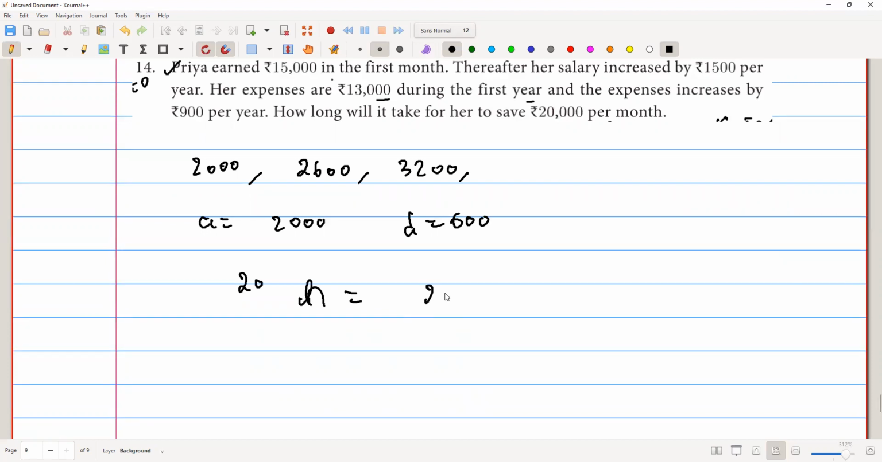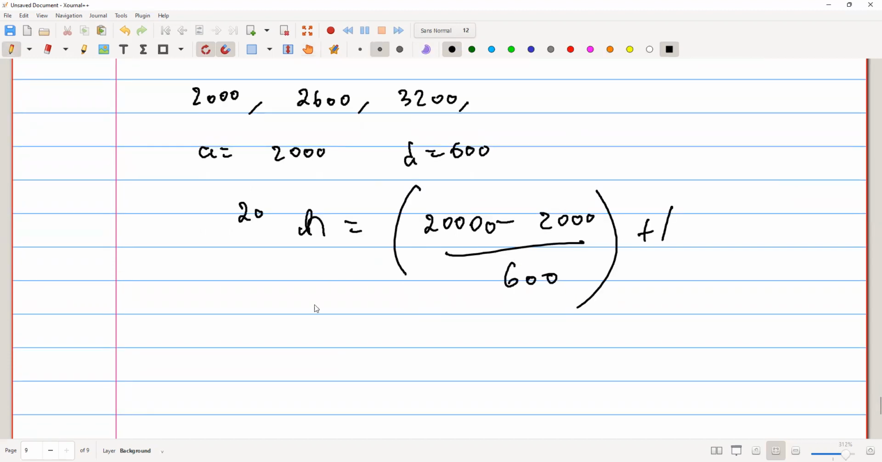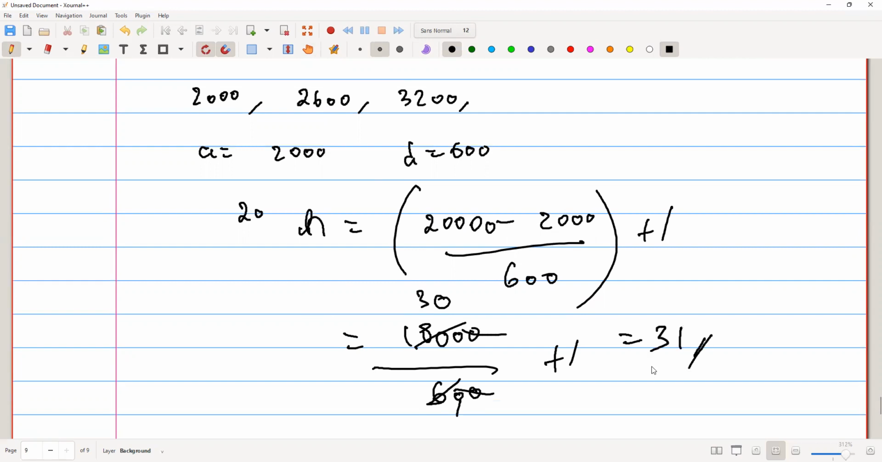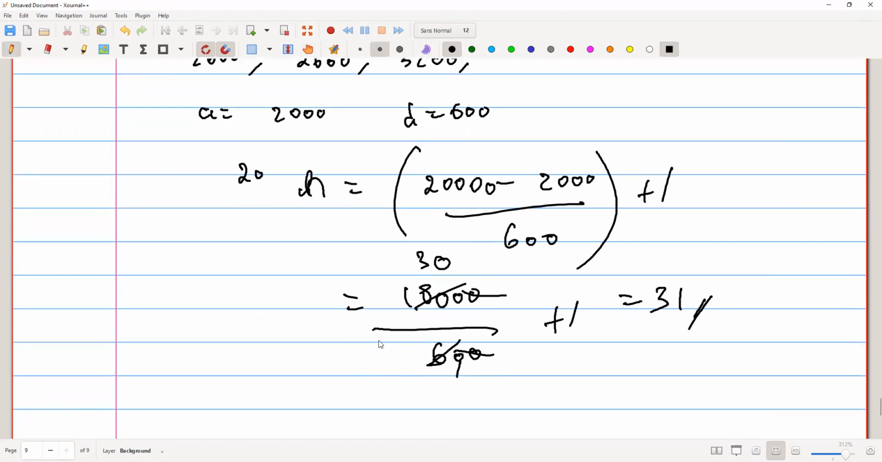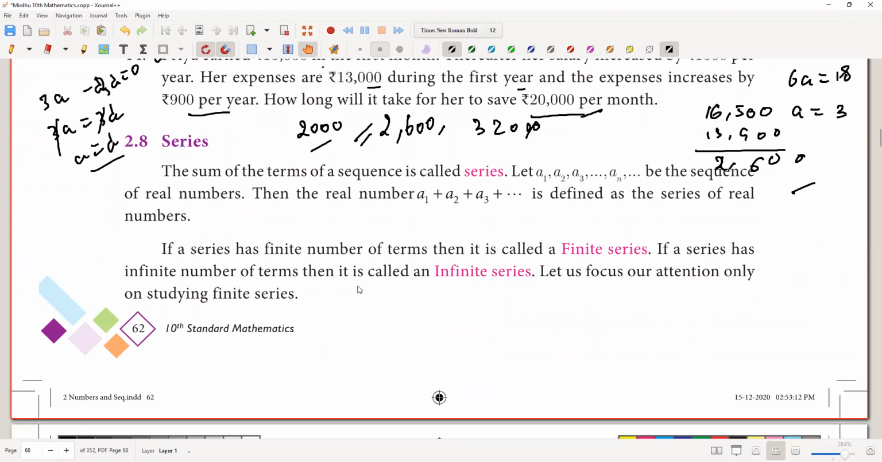N equal to 20,000 minus A, 2,000, divided by 600 plus 1. 18,000 divided by 600 plus 1, that is 30 plus 1. 31 years. From the 31st year, she will be saving 20,000 rupees. Okay. Good. That's what this is about.